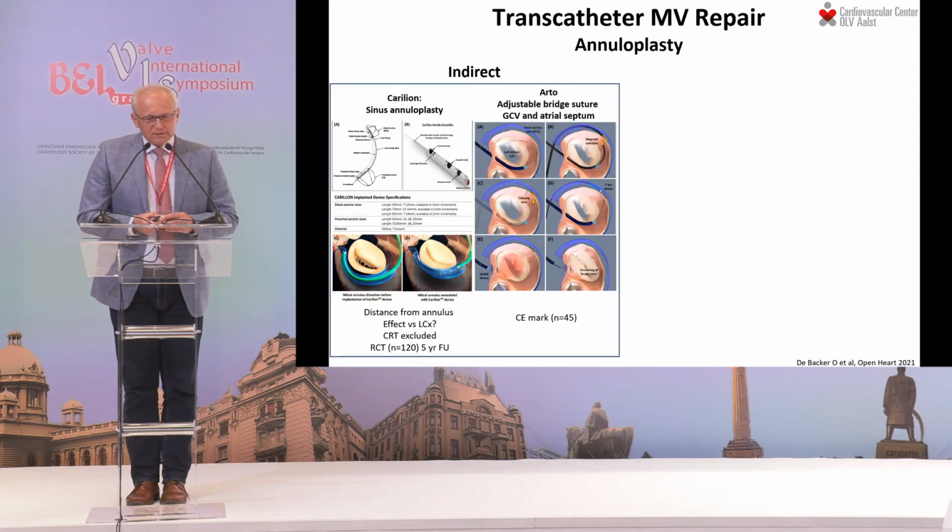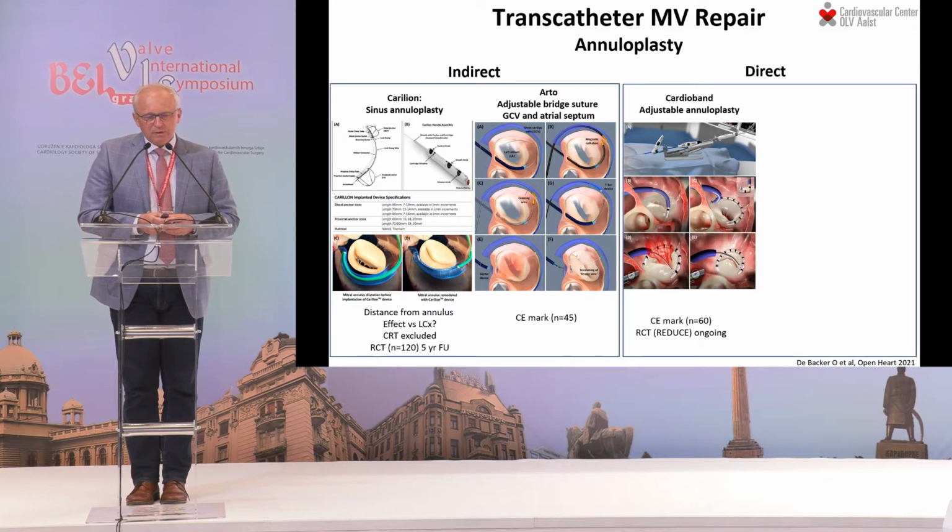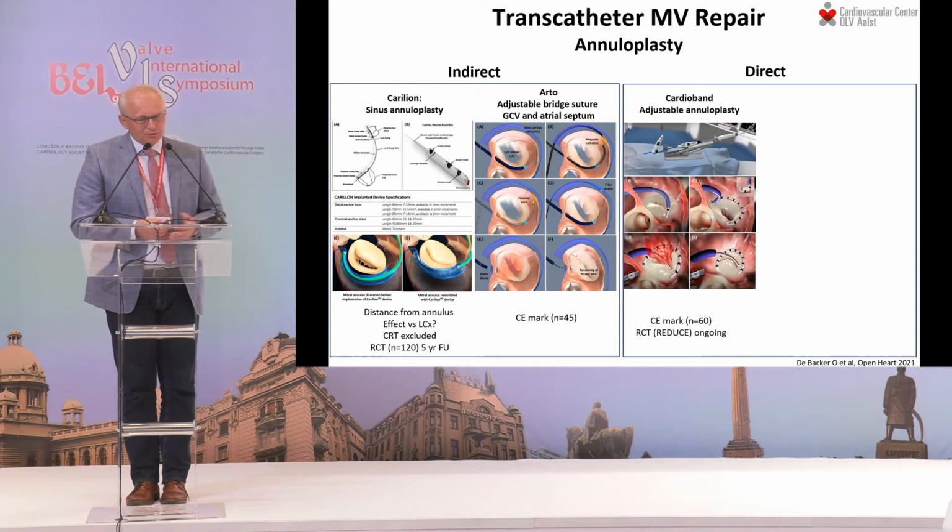Another device, which has so far obtained only the CE mark, is called the Arto device. It's basically a similar approach, but using an adjustable bridge suture between the great cardiac vein and the atrial septum, allowing adjustable reduction of the mitral ring and improving the coaptation. So indirect, direct, they are basically trying to mimic the surgical procedure.